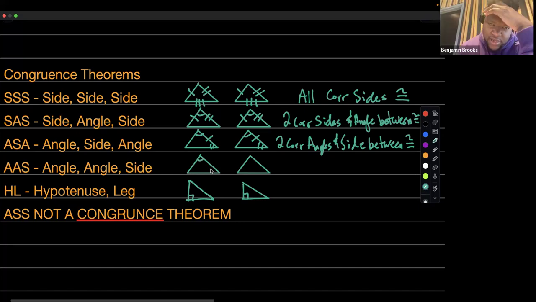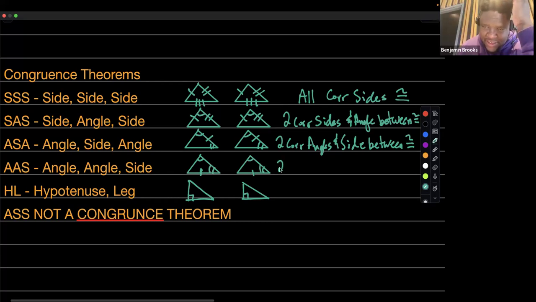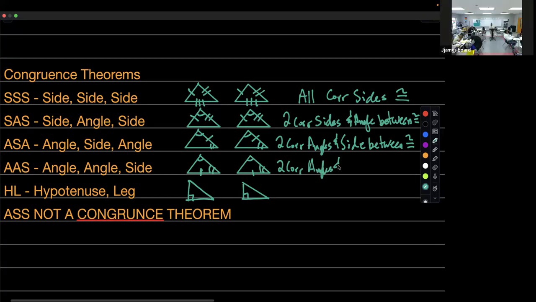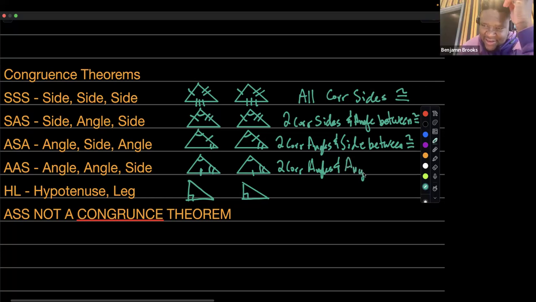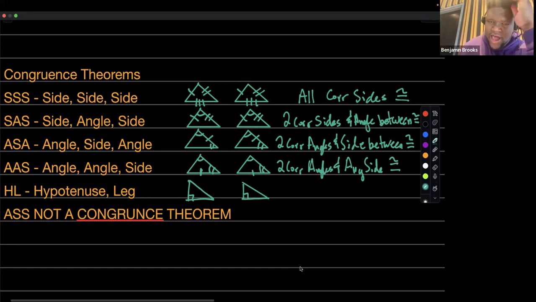All right, we got angle, angle, side. This one just says if two corresponding angles and any side are congruent, then you have congruence. So I know that these two triangles are congruent because two of the corresponding angles are congruent, and one of the sides, any of those sides, is congruent.